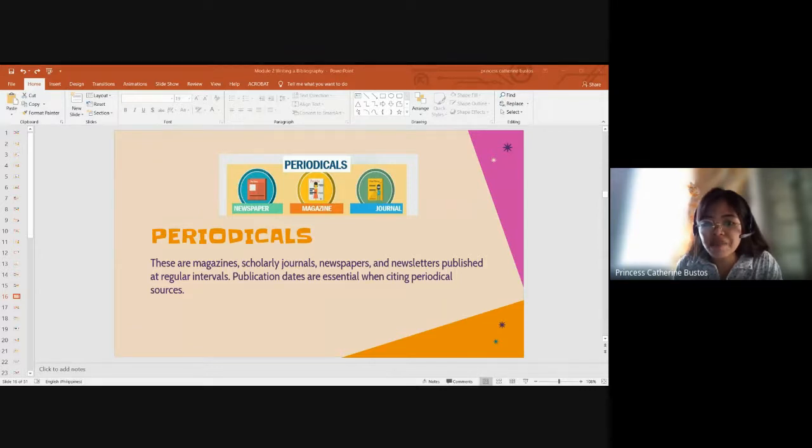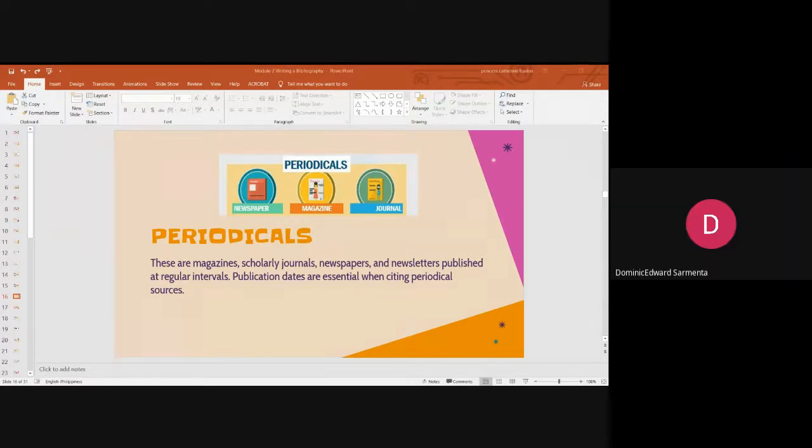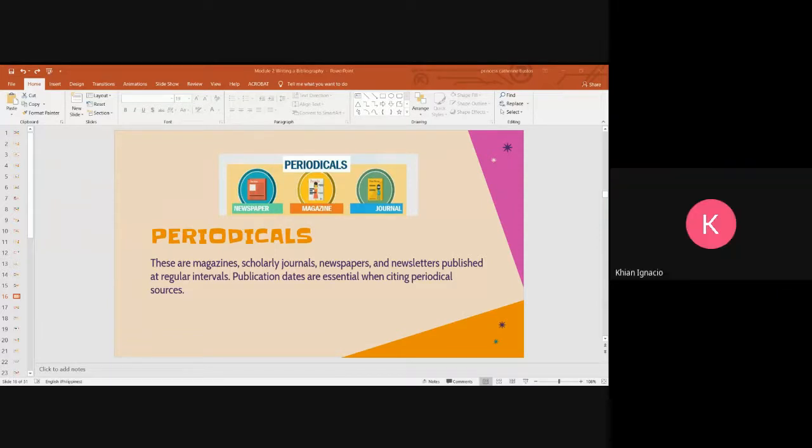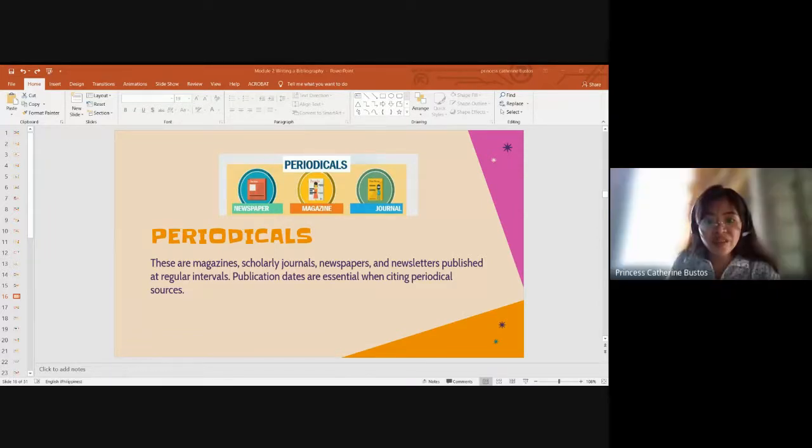Say for example, we have magazine. How often do they publish magazine? Yearly, monthly, weekly, something like that. Yeah, very good, Dominic. Okay, how about with newspaper? How often do they publish newspaper? Yes, Kian, how often? Daily. Daily, very good. That is why when we have periodicals, unlike with books, what do we include only with book entry?